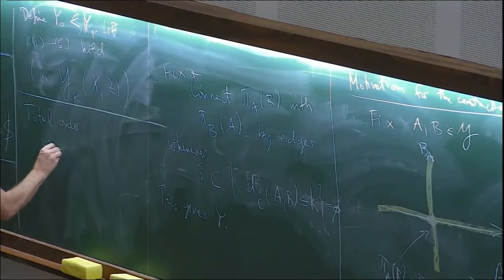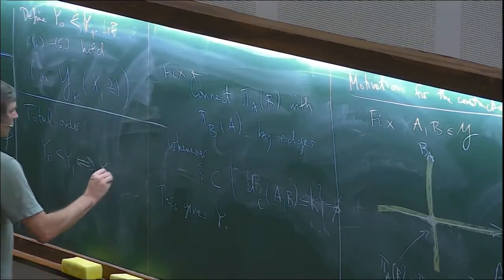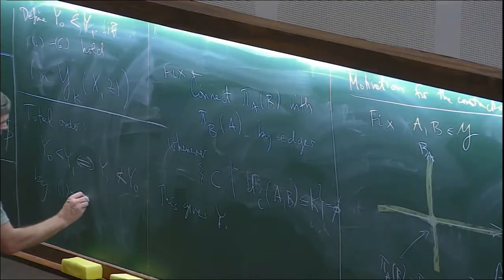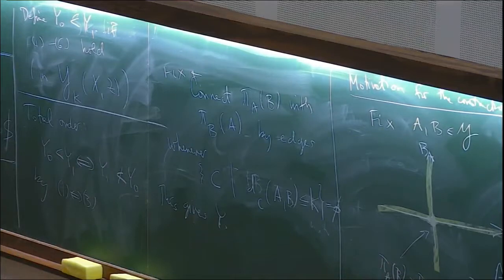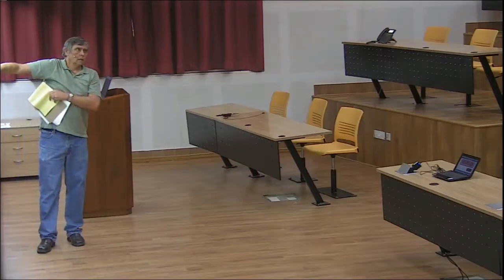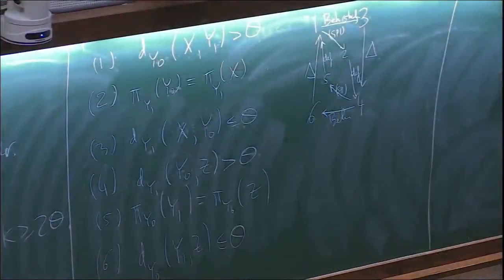Notice that y0 is less than y1 if and only if y1 is not less than y0. This is by the equivalence of 1 and 3. Are these the right numbers? I think so. Right, so 1 and 3, if you switch y0 and y1, are saying exactly the opposite. So that translates into saying that y0 is less than y1 if and only if y1 is not less than y0. So that means that it's a total order. But now I still have to prove transitivity. So how do you prove transitivity? That's slightly more involved, but not all that much.